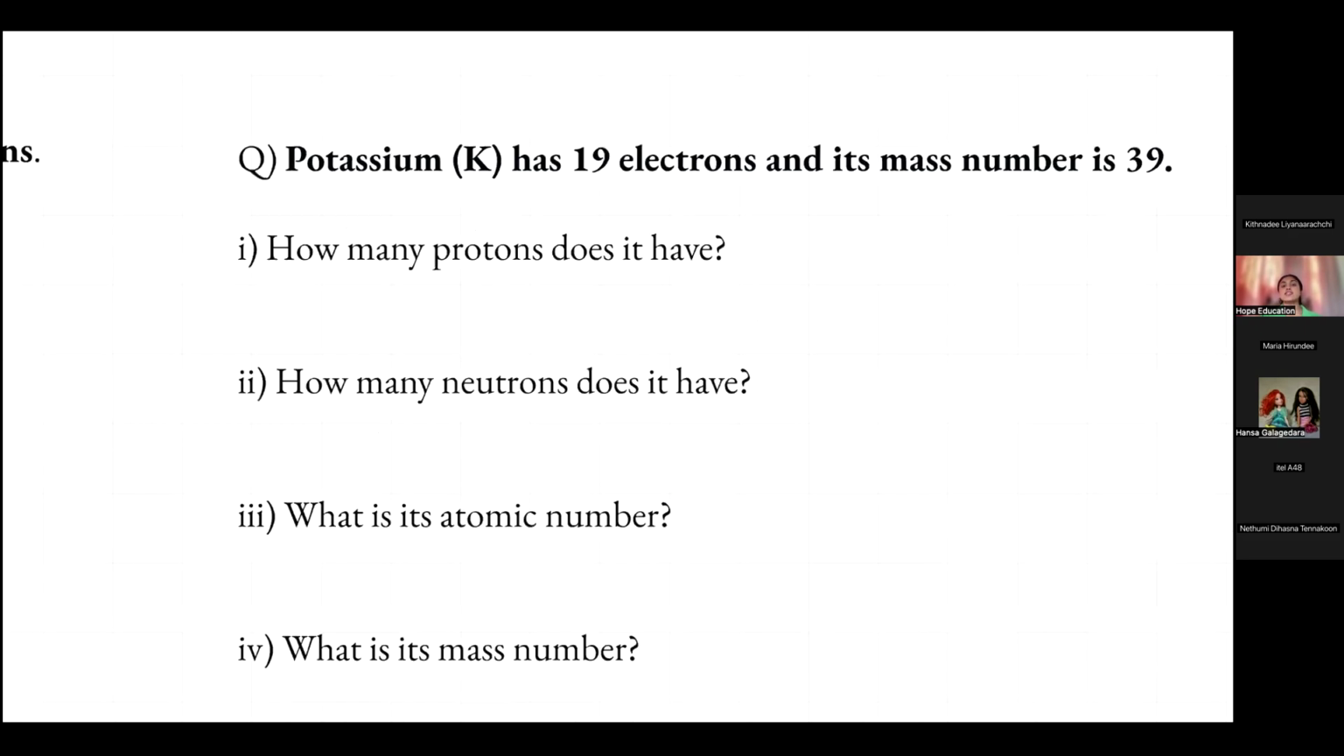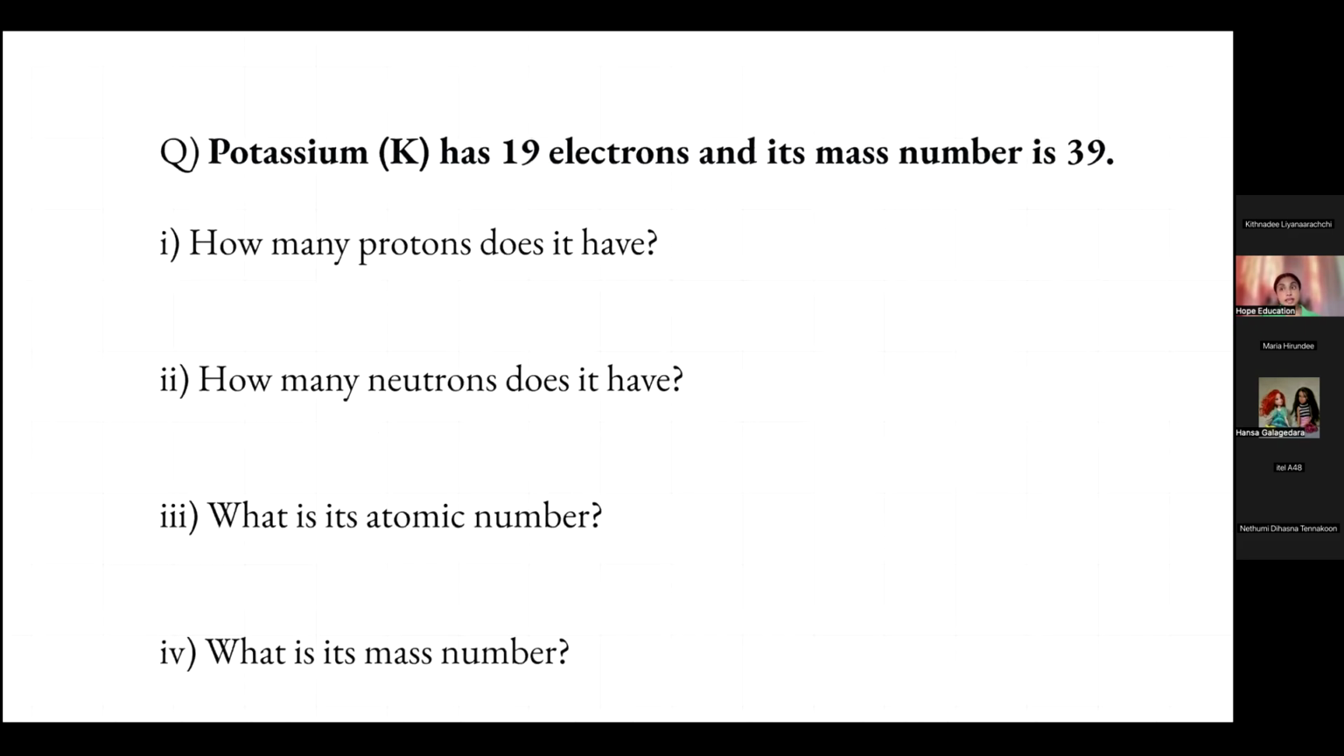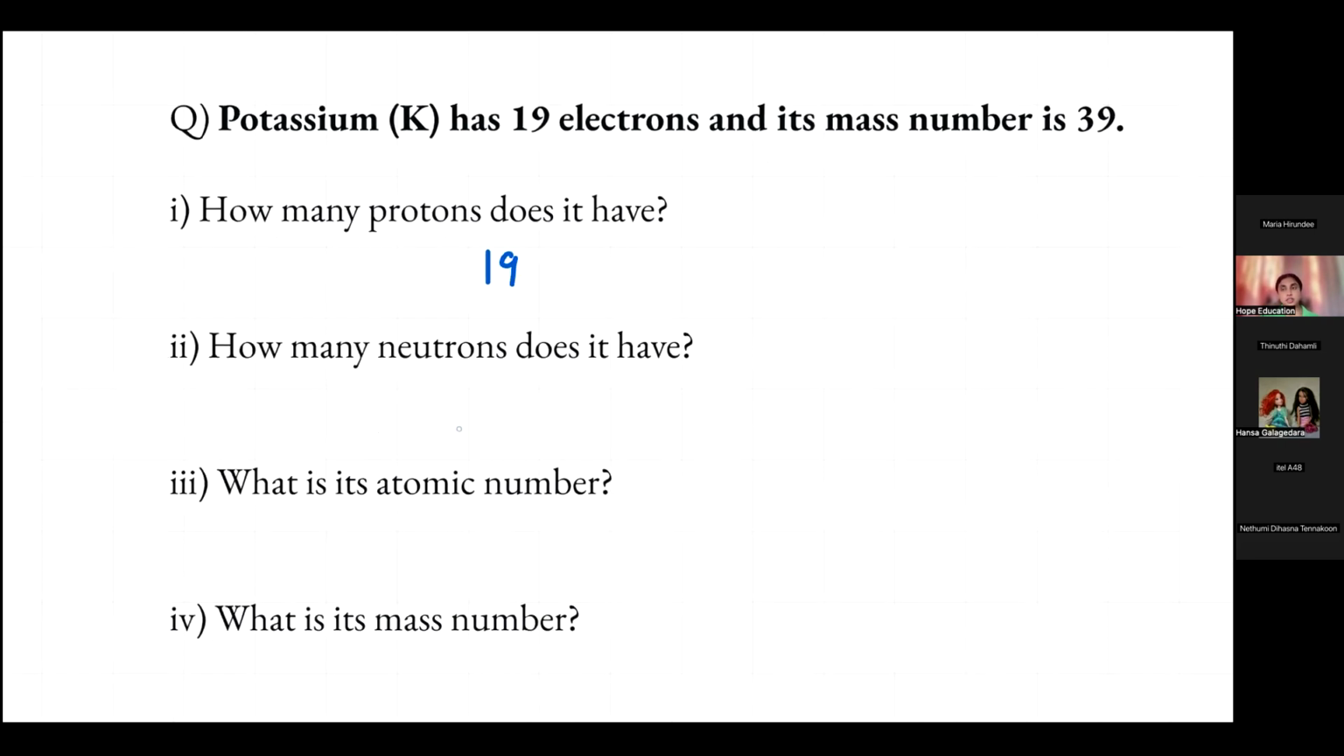Potassium has 19 electrons and its mass number is 39. How many protons does it have? Now here we can see potassium doesn't have a charge. Therefore, the number of protons and the number of electrons are equal. So if the number of electrons is 19, the number of protons is also 19. How many neutrons does it have? What is the answer you put here? How many neutrons does it have?